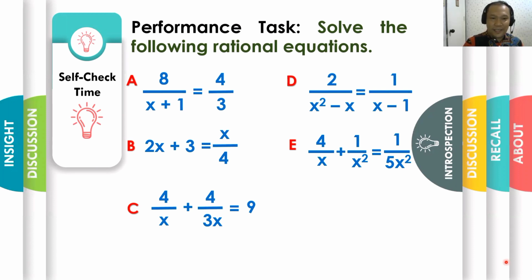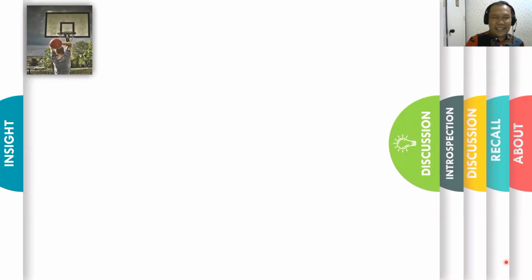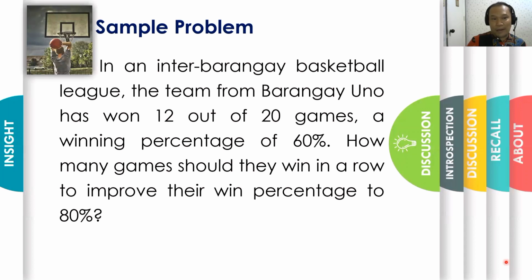Okay? Now, what if we are going to integrate this concept, dealing with problems? I do have here a sample problem. In an inter-barangay basketball league, the team from Barangay Uno has won 12 out of 20 games, and the winning percentage is 60%. How many games should they win in a row to improve their win percentage to 80%?